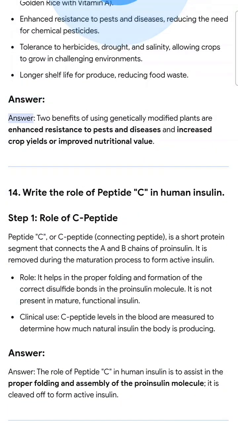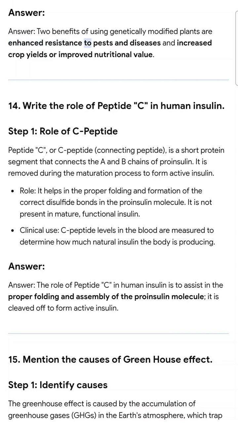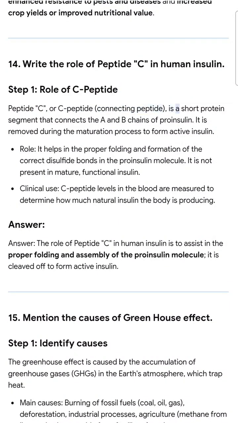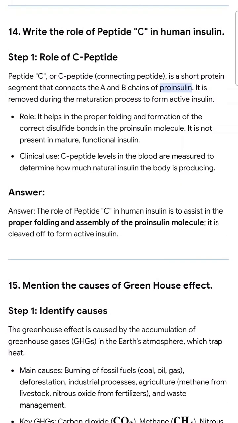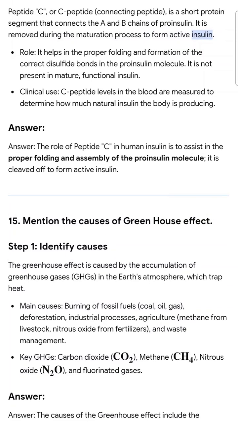Answer. 2 benefits of using genetically modified plants are enhanced resistance to pests and diseases and increased crop yields or improved nutritional value. 14. Write the role of peptide C in human insulin. Step 1. Role of C-peptide. Peptide C, or C-peptide, connecting peptide, is a short protein segment that connects the A and B chains of proinsulin. It is removed during the maturation process to form active insulin.